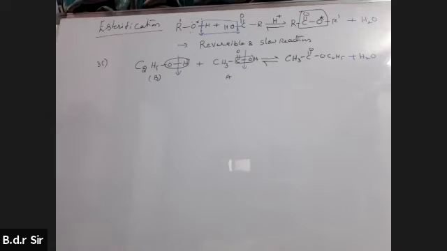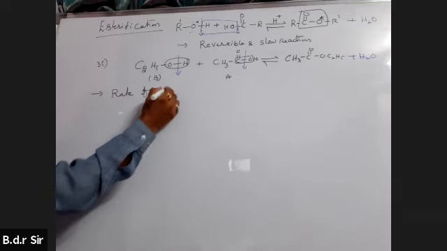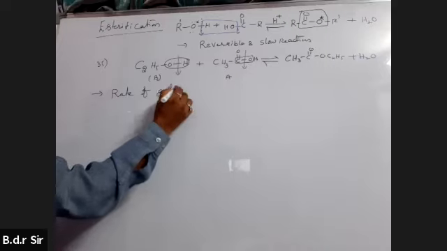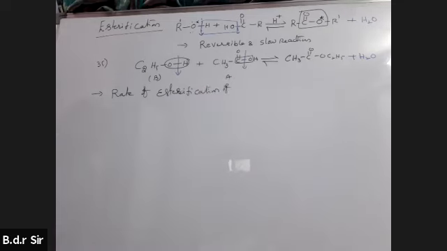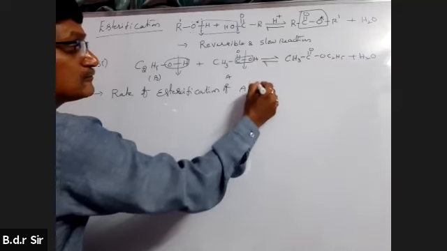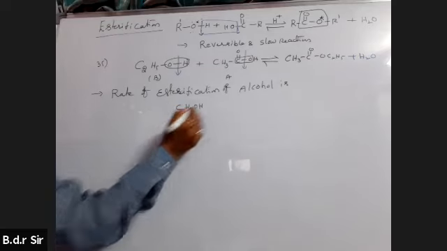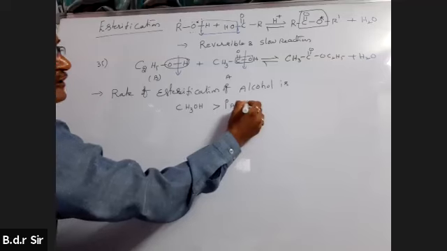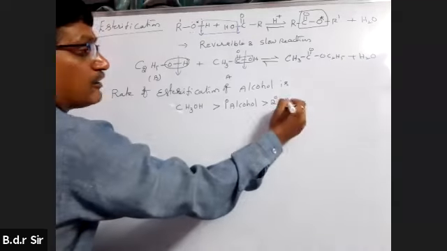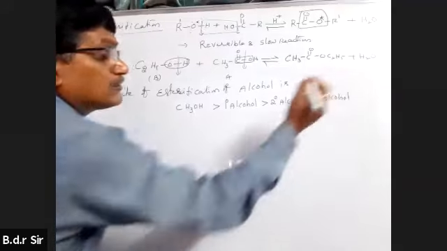Okay, continuation, next point. The rate of esterification of alcohol: methanol is more reactive towards esterification, then after that primary alcohol, next secondary alcohol, next tertiary alcohol.